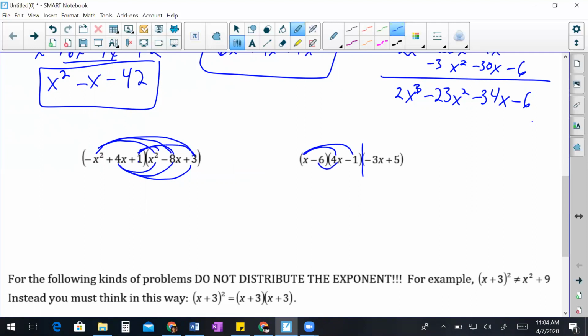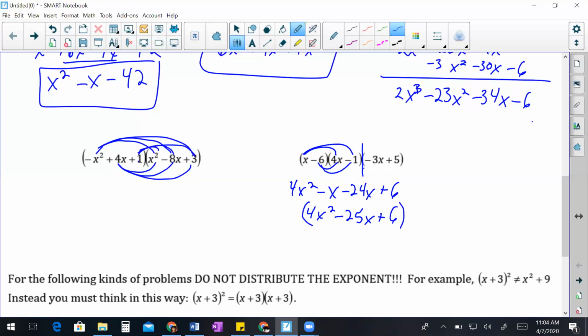First, outsides, insides, last. So x times 4x gives me 4x squared. X times negative 1 gives me negative x. Insides, negative 6 times 4x gives me negative 24x. And negative 6 times negative 1 gives me positive 6. Then we combine our like terms: 4x squared minus 25x plus 6. So we've got that.